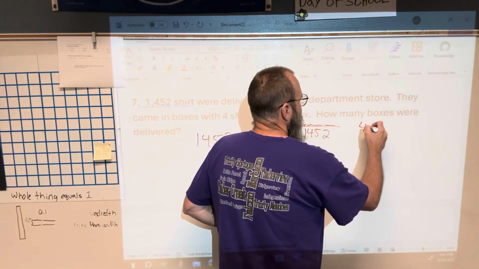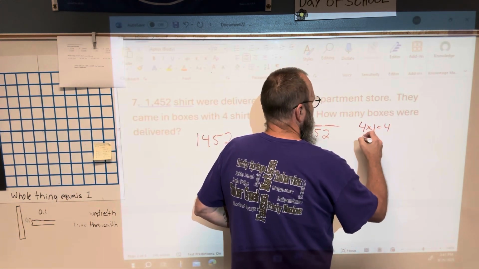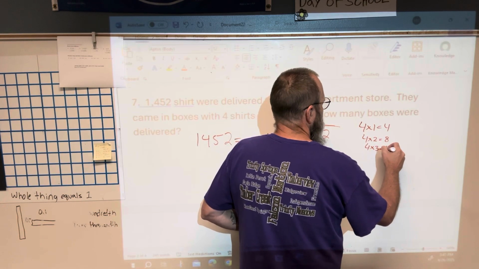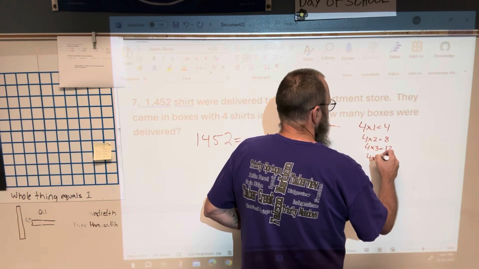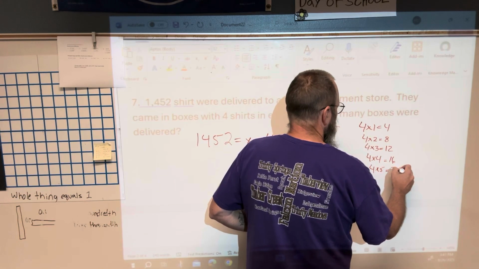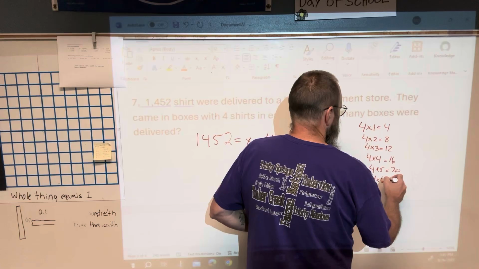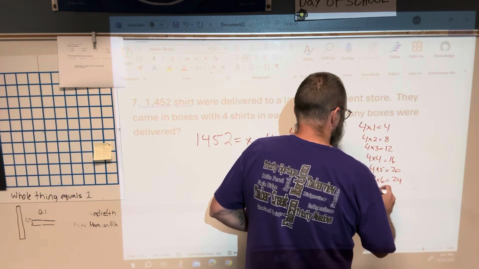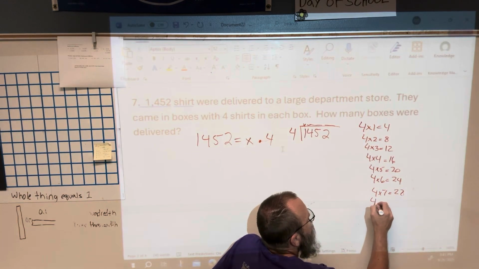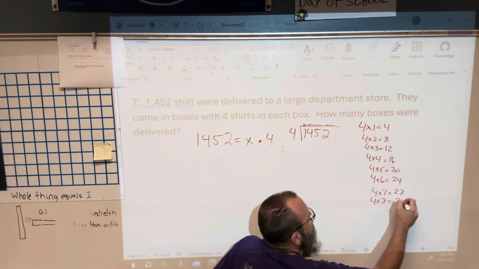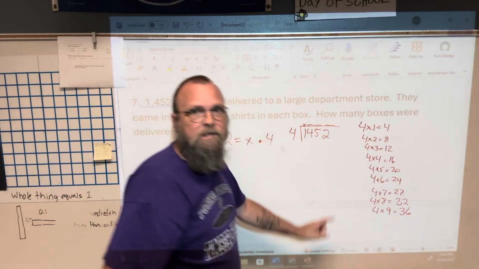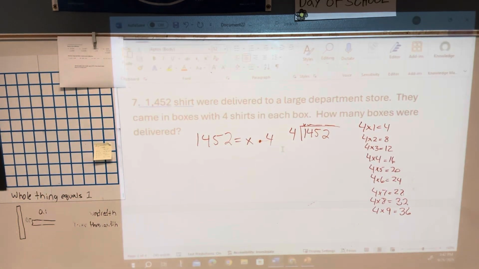I always start by writing out the multiples. 4 times 1 is 4. 4 times 2 is 8. 4 times 3 is 12. 4 times 4 is 16. 4 times 5 is 20. 4 times 6 is 24. 4 times 7 is 28. 4 times 8 is 32. And 4 times 9 is 36. Once I've written all those out, that's the most difficult part of my division.